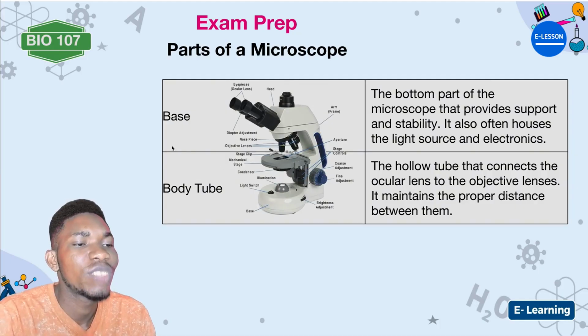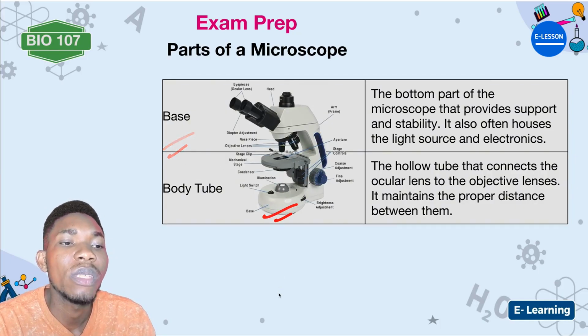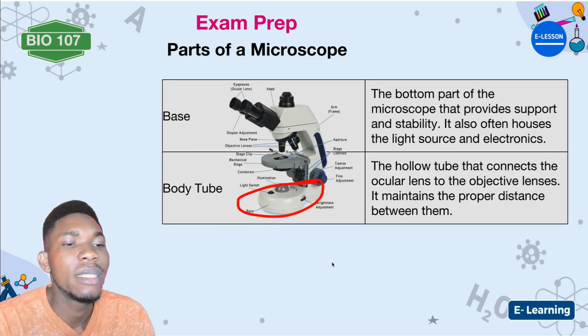Then the base. Now the base is the bottom part of the microscope that provides support and stability. It often houses the light source and electronics. So this bottom part here is the base.